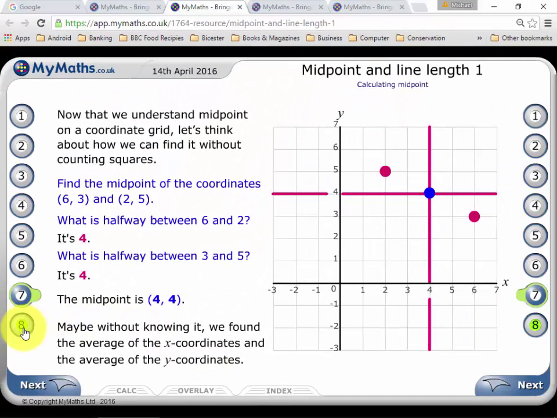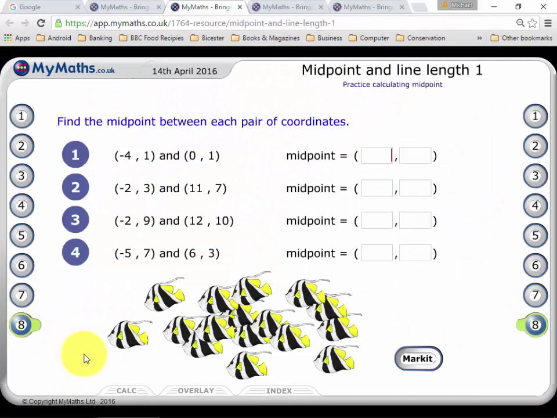And the final stage, 8. We've got some work to do here. So you can pause at this stage if you like, and you can think about what the answers might be before I show them, and then resume when you're ready.